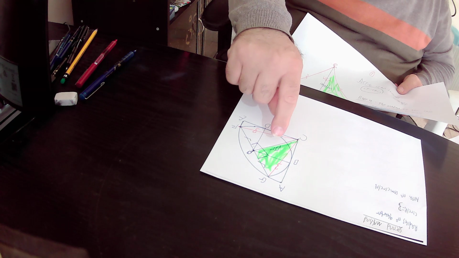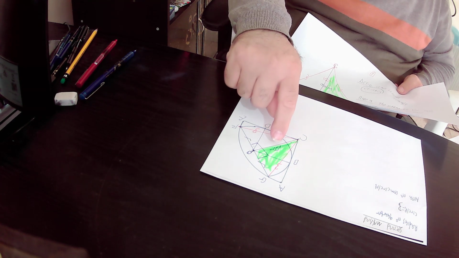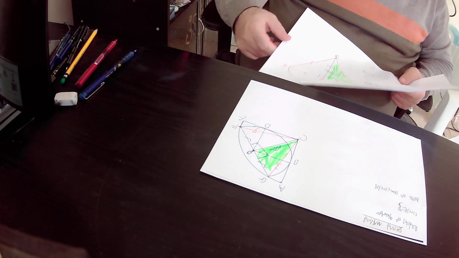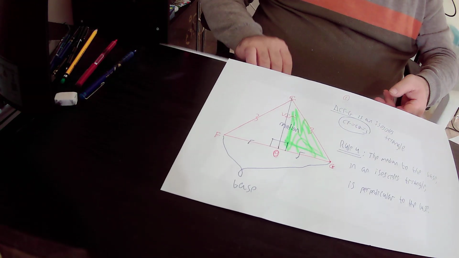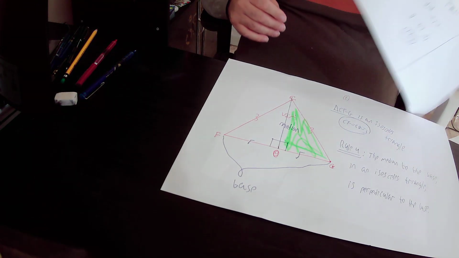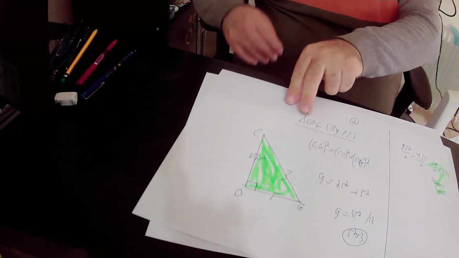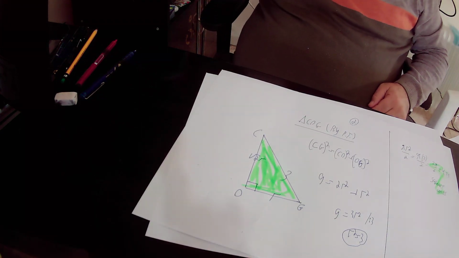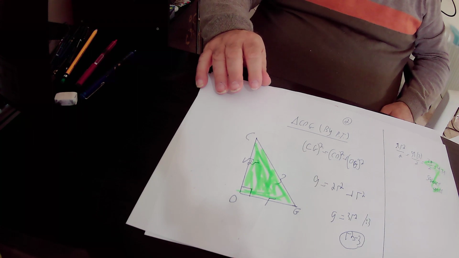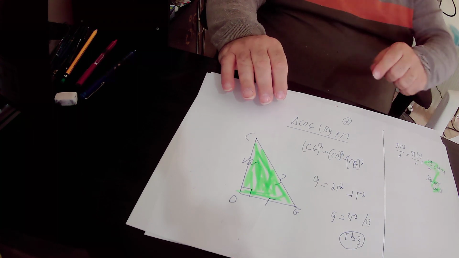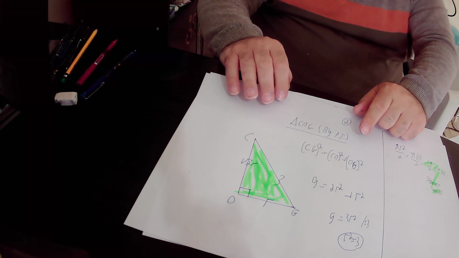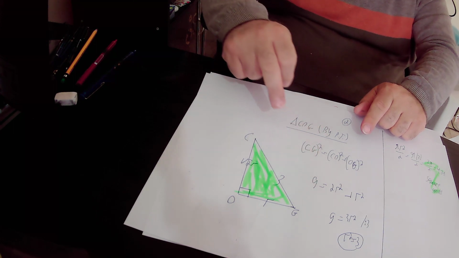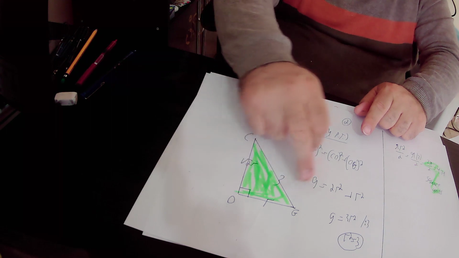So I copied the right triangle CGO onto a new page, and we applied the Pythagoras theorem in the right triangle CGO. According to the Pythagoras theorem, the square of the hypotenuse equals the sum of the squares of the perpendicular sides. That is to say, CG square equals CO square plus GO square.